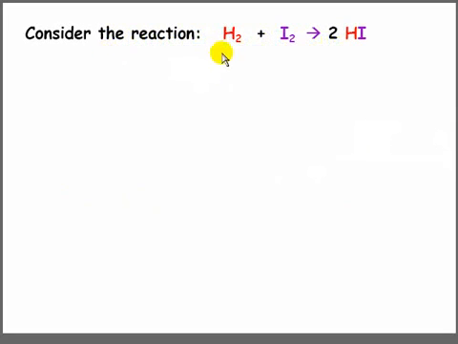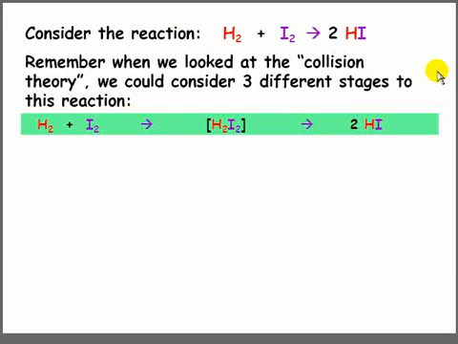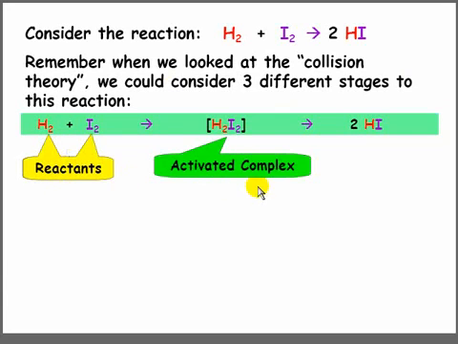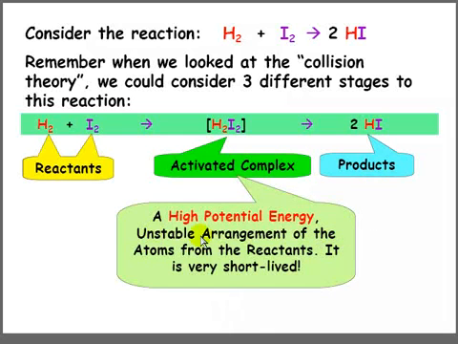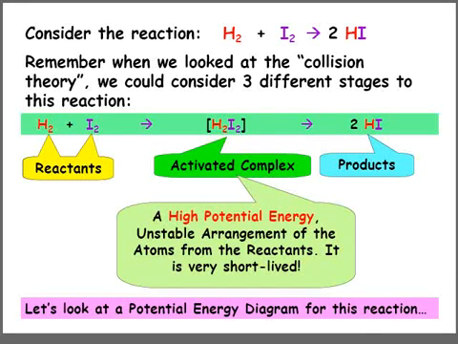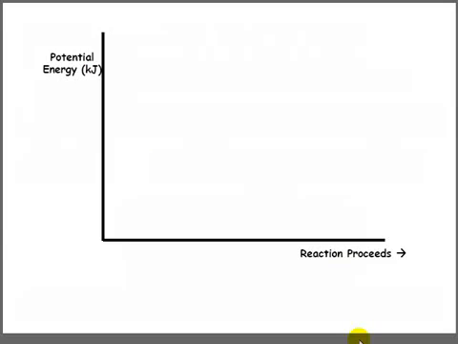Consider this reaction: H2 plus I2 gives 2HI. Remember when we looked at the collision theory, we could consider three different stages to this reaction: the reactants, the activated complex in between, and the products. Remember that the activated complex is a high potential energy, unstable arrangement of atoms from the reactants. It is very short-lived. In this case, its formula is H2I2. Let's look at a potential energy diagram for this reaction.